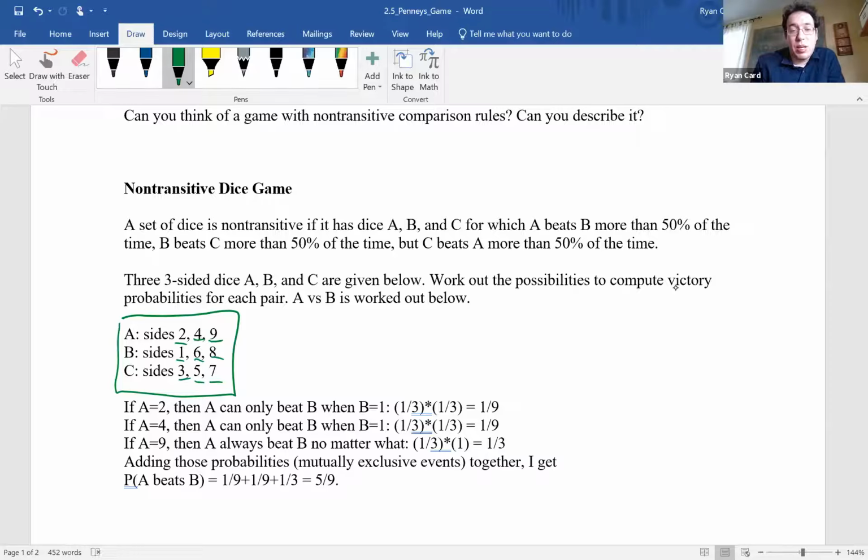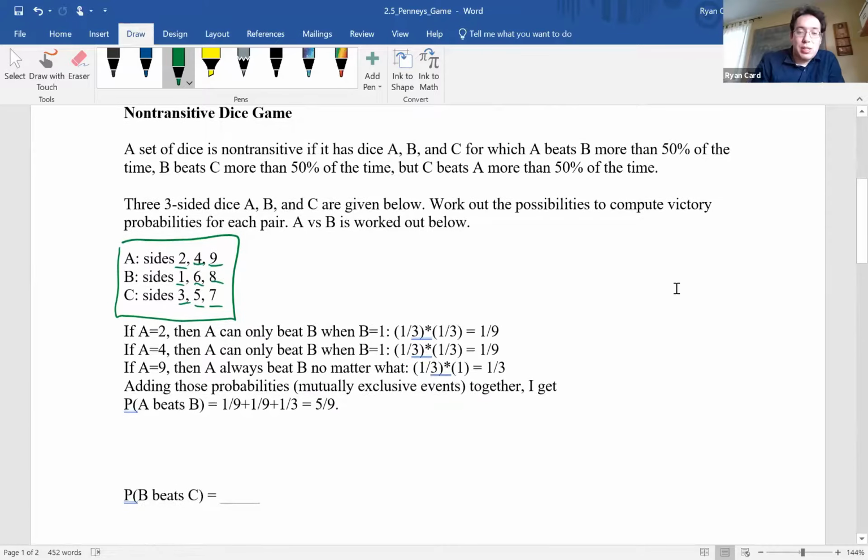First of all, there are no common numbers between these, so there are no ties. And if you compute the probabilities of which die beats another die, it turns out that it's non-transitive. Die A will beat B, and B will beat C. And when I say beat, I mean more than 50% of the time. And die C beats A more than 50% of the time as well. So it goes in a rock, paper, scissors type of relationship. It's non-transitive. And how would you compute something like that?